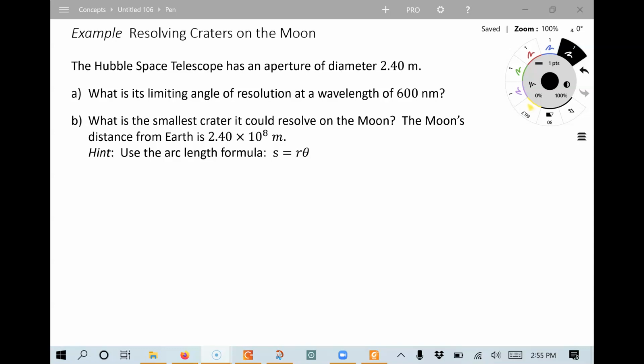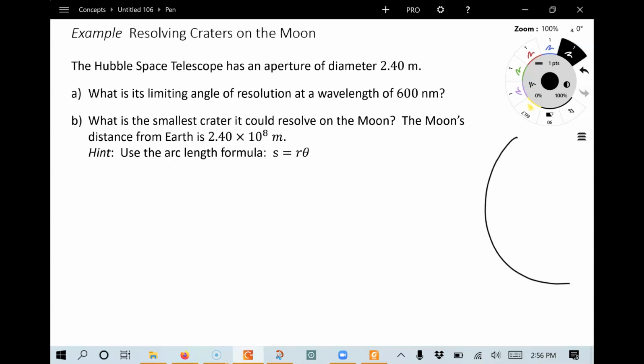So here we have a case where we've got a telescope and we're going to try to resolve two features on the moon. So here's a bad picture of the moon, part of the moon, and we've got something on the surface like a crater, right? If we want to resolve the crater, we need to be able to see the distance that spans across from edge to edge. And we are looking with our telescope, which is really far away over here somewhere, right?